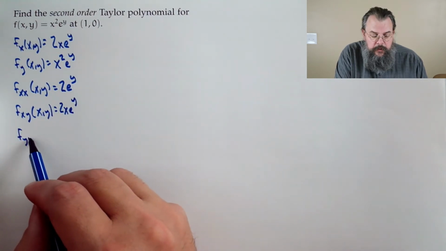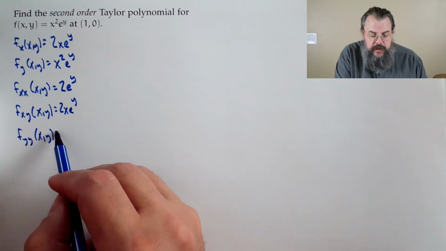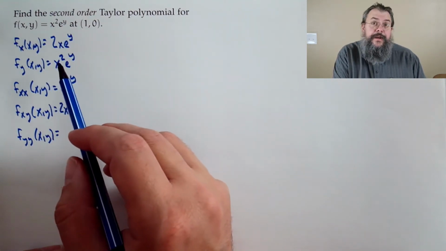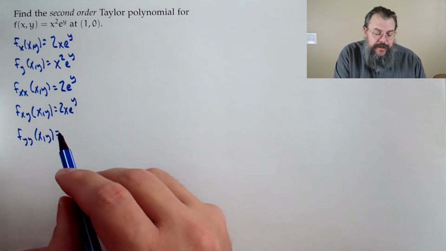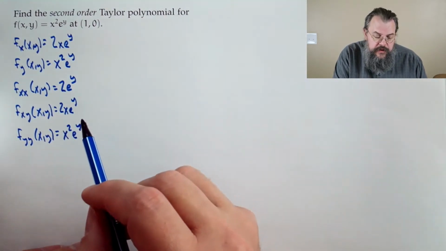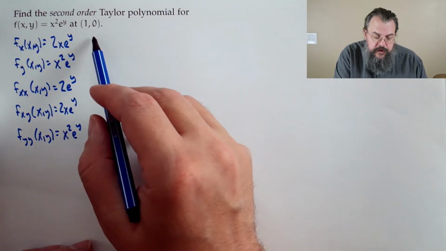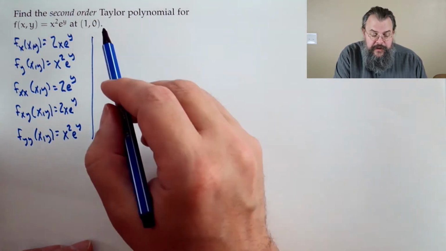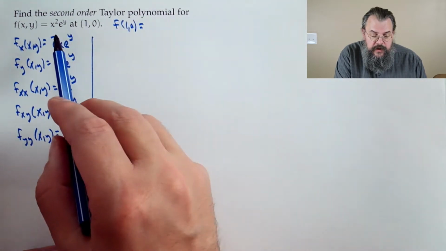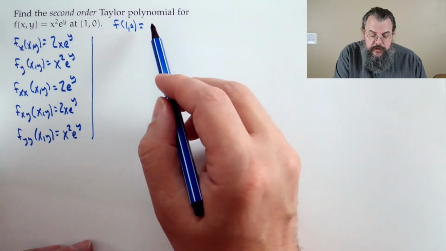And f_yy, well, come and take the derivative of e to the y the second time with respect to y, and we're still going to be at x squared e to the y. So now we need to do some evaluations. So in particular, f at (1, 0), well, that's 1 times e to the 0, 1.